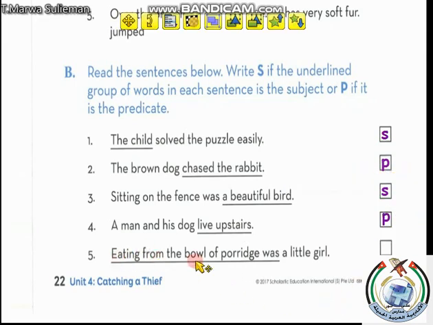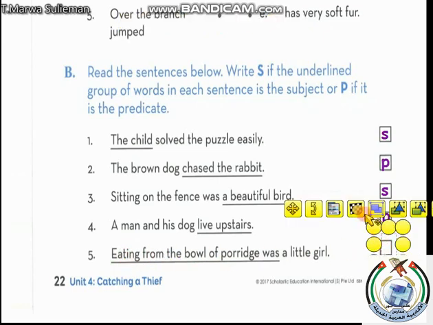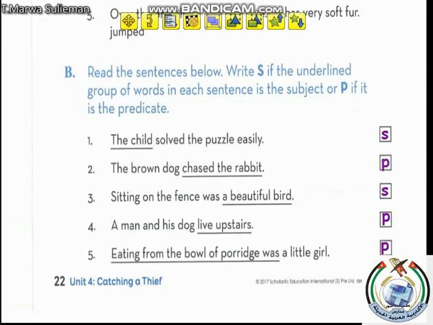Eating from the bowl of porridge was a little girl. Excellent. This is the predicate because here we have eating, and eating is the verb. So these are the answers for these questions, and thank you for listening, my students.